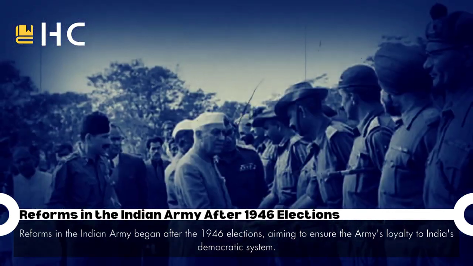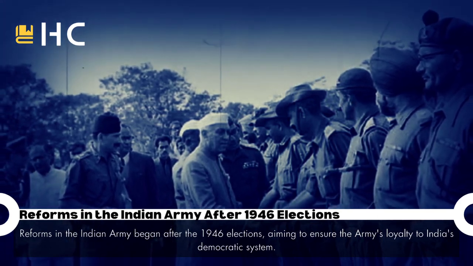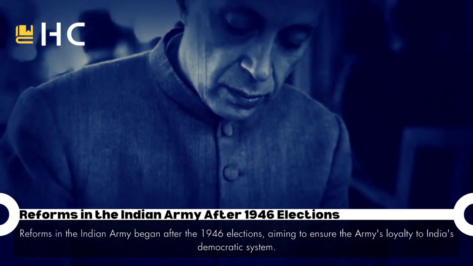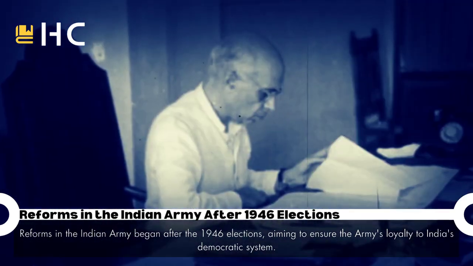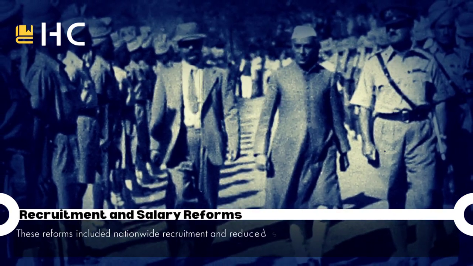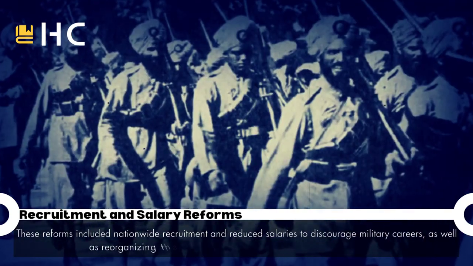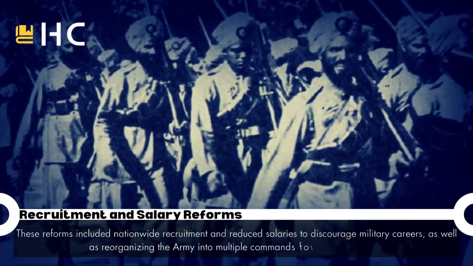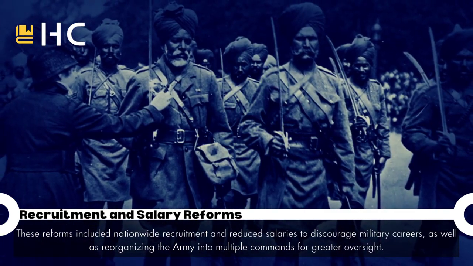On 12th of September, Nehru wrote a letter to the Army Chief and Defense Secretary demanding important reforms in the Indian Army. The purpose of these reforms was to bring balance and fairness in the army. India's first Prime Minister, Jawaharlal Nehru, implemented multiple reforms in the Indian Army to prevent military mutinies. The objective of these reforms was to ensure the Army's loyalty to the country and its democratic system.